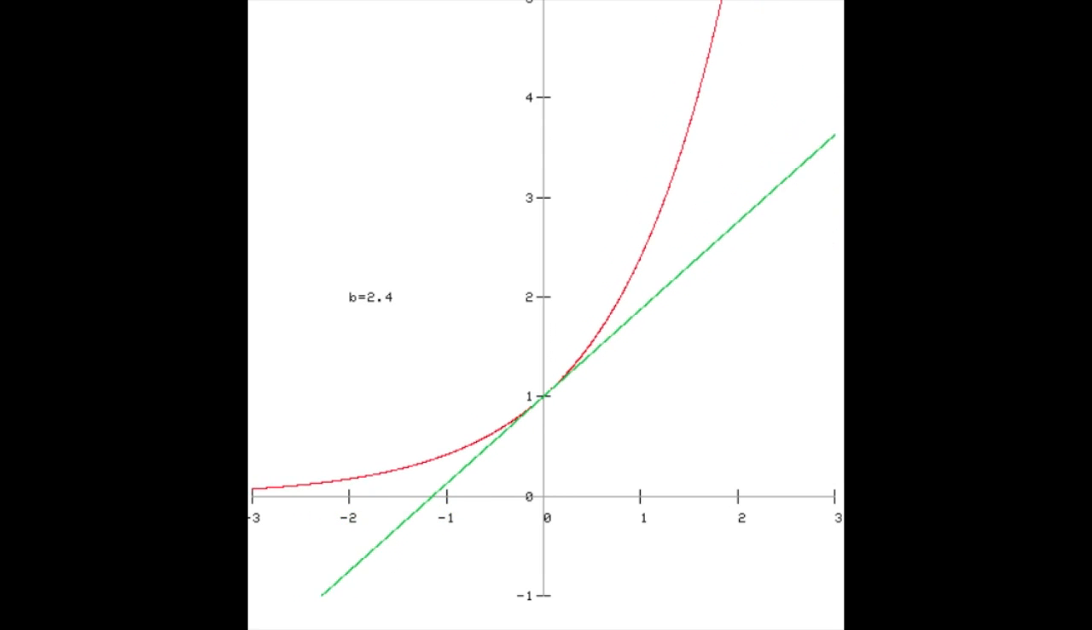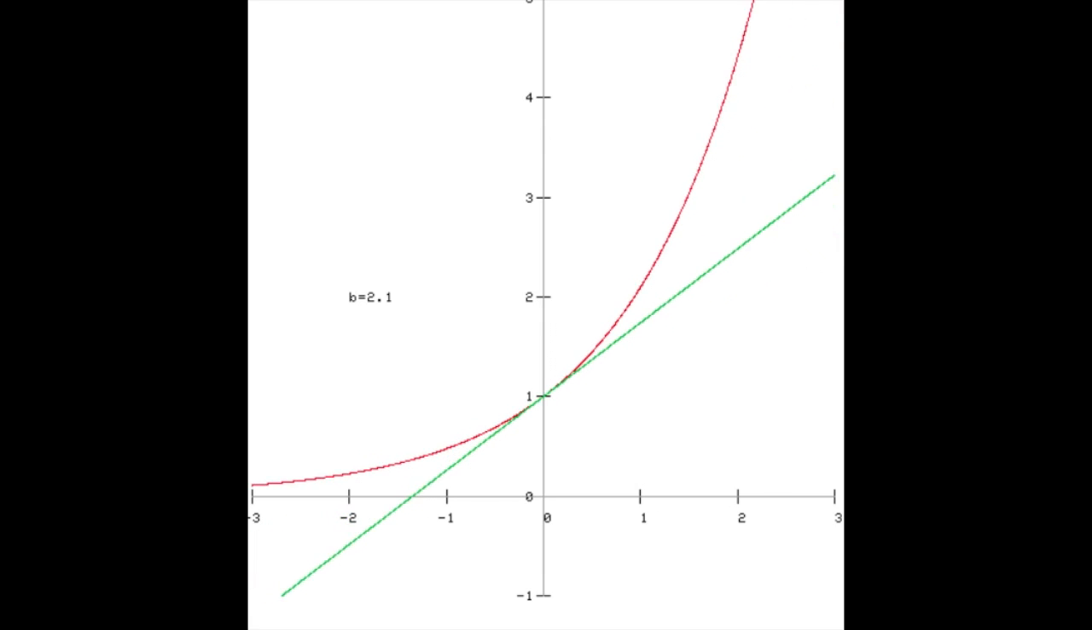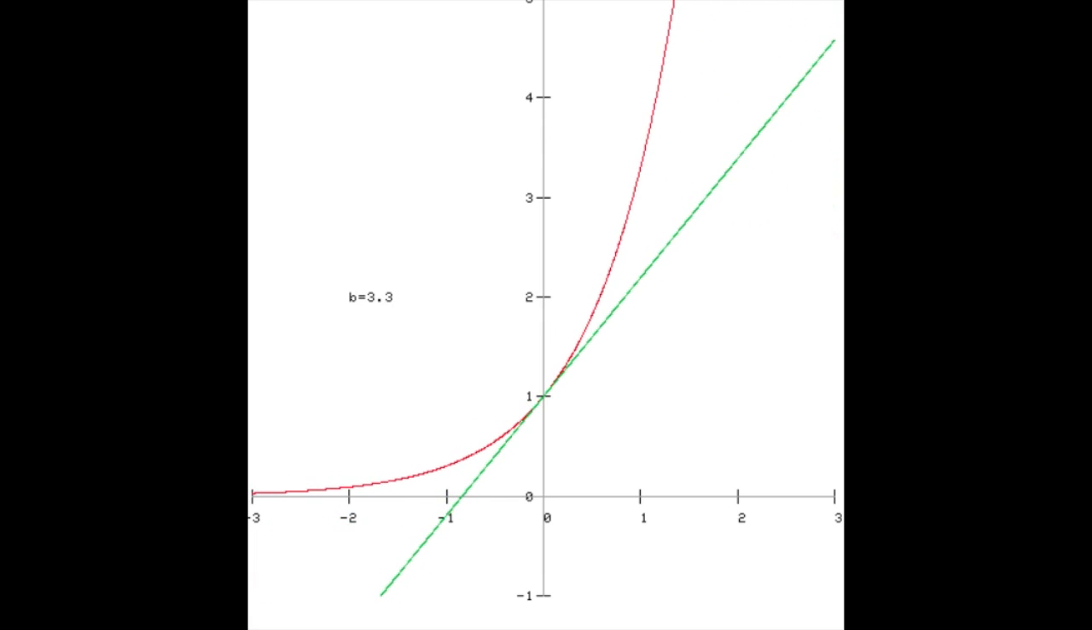But there is also the exponential decay, that is when a is greater than 0 but less than 1.